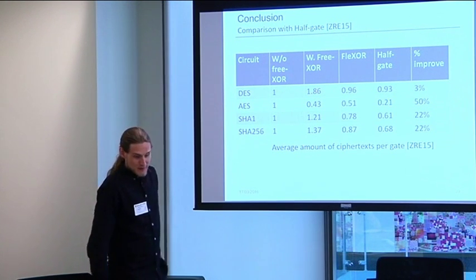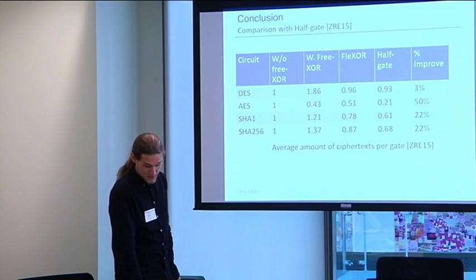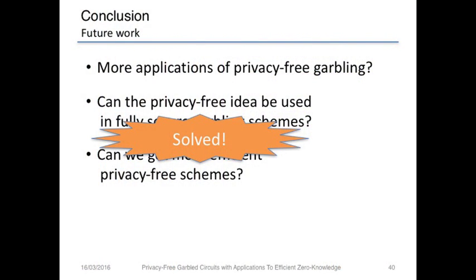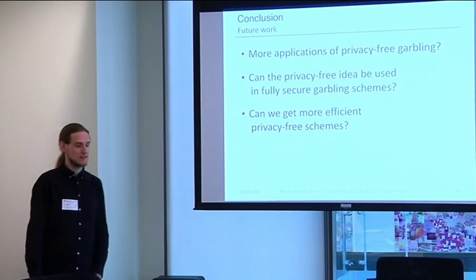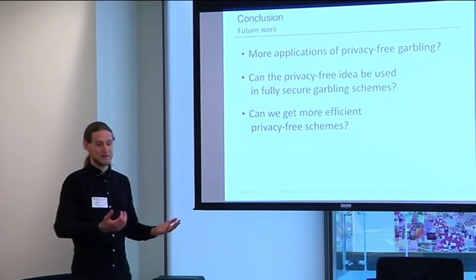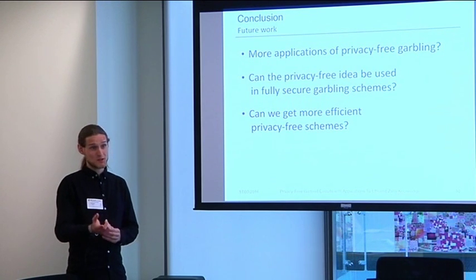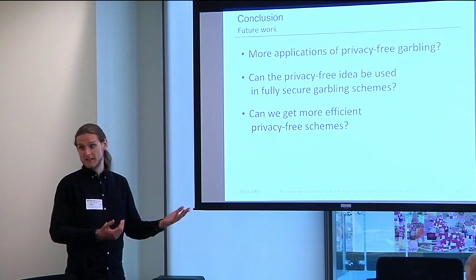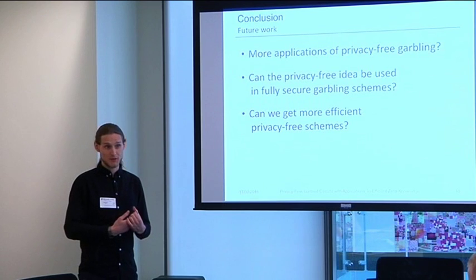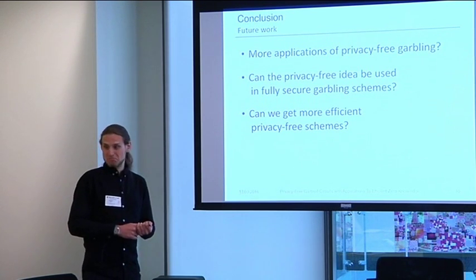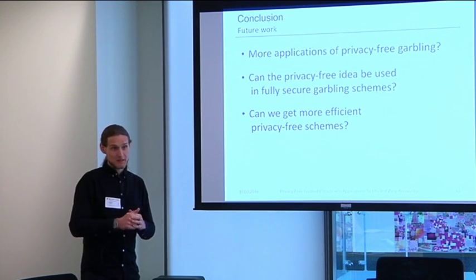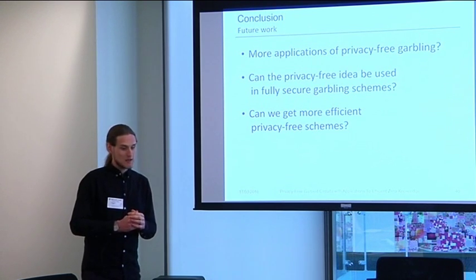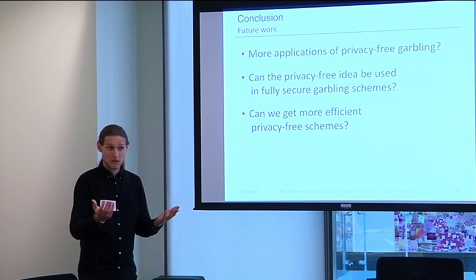So that was a little bit about the benchmarks. Some concluding remarks. So future work is more applications of privacy-free garbling. I showed the toy example, and I mentioned also the point of departure is using it in zero knowledge proofs, which is based on an idea by Jawurek, Kirschbaum, and Orlandi from 2013. Which is where it really shines, the privacy-free case, where it optimizes a lot. But you know, there might be other cases where we can use it in the real world.